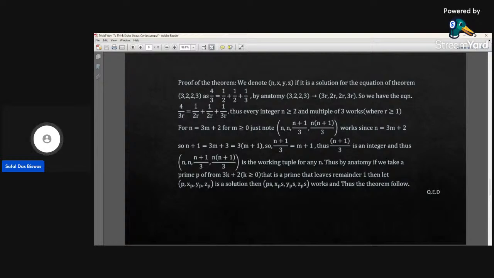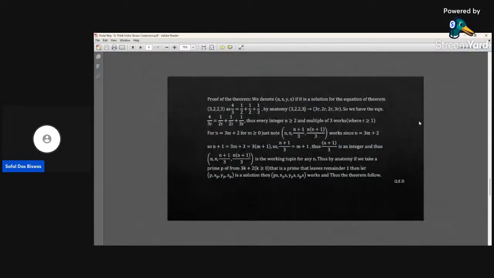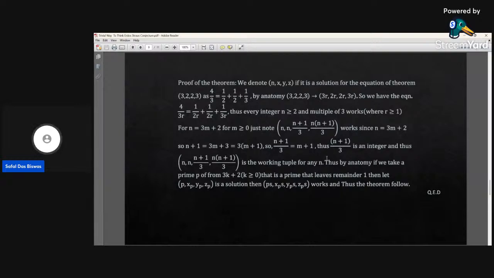See, 4 by 3r equals 1 by 2r plus 1 by 2r plus 1 by 3r. We are just multiplying by 1 by r. So every multiple of 3 is covered, because we can take r any integer greater than or equal to 1. So a multiple of 3 works, where r is greater than or equal to 1. And this is what I have written. Okay, so I need to zoom it. Okay, it's 100%.